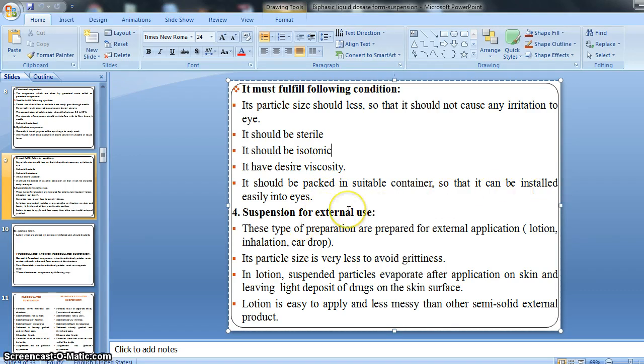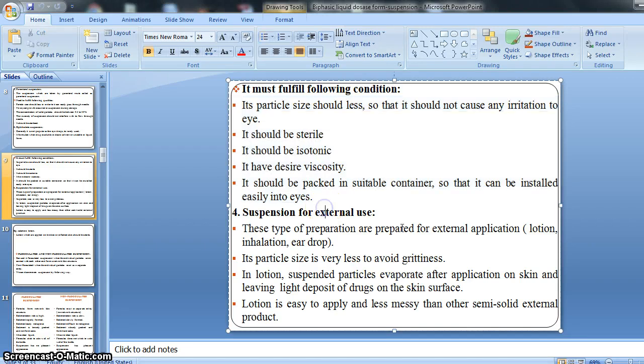Because of easy installation of the preparation into the eyes. So it is all about the ophthalmic suspension, right? It means these conditions should be fulfilled by the ophthalmic preparation, right?